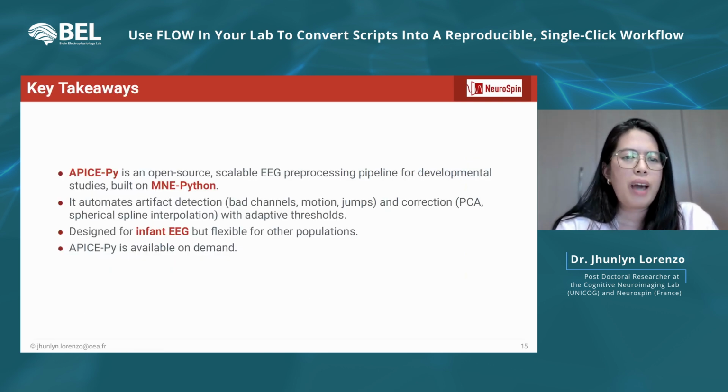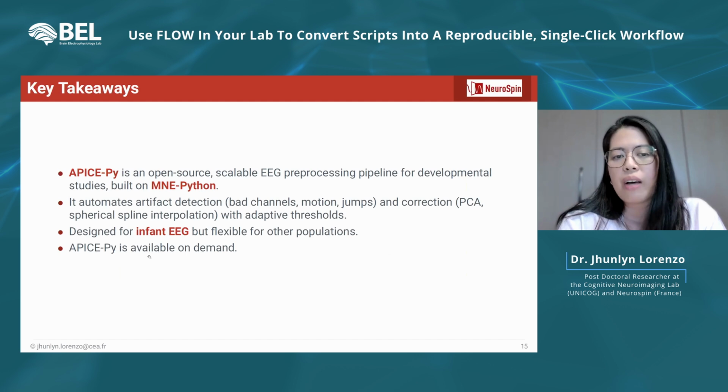Well, in summary, we have introduced APICE and APICE-Pi, which is an open source scalable EEG pre-processing pipeline, wherein it includes automatic artifact detection and correction using adaptive thresholds. It is designed primarily for infant EEG, but also flexible for adult EEG. And APICE is available in MATLAB and in GitHub, and APICE-Pi is also available on demand. So if you are interested in using our pipeline, you can just send me a message.